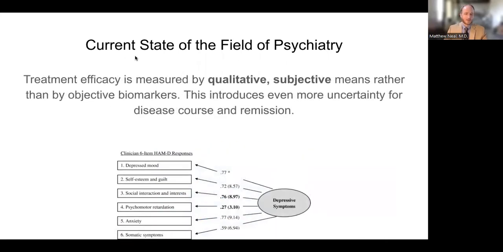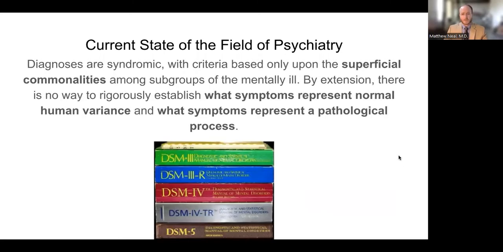We also measure our disease courses and treatment efficacy in terms of qualitative, subjective means because we don't have objective biomarkers. And of course, our diagnoses are syndromic. The criteria are based on the observable, relatively superficial commonalities among subgroups of the mentally ill. And so by extension, of course, there's no way for us now to rigorously establish what symptoms represent normal variants in humans and what actually represents a pathological process.